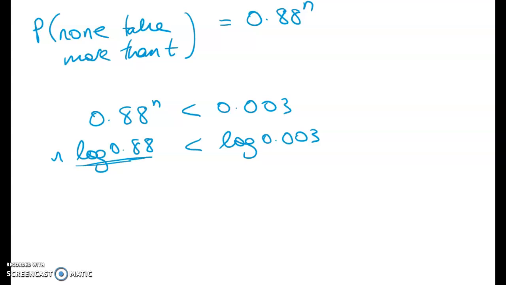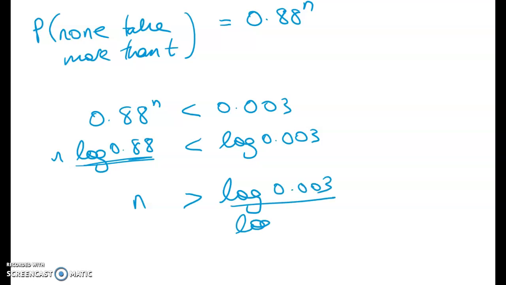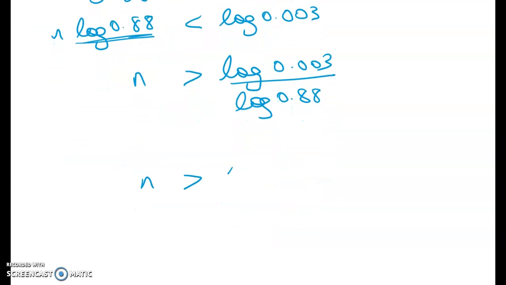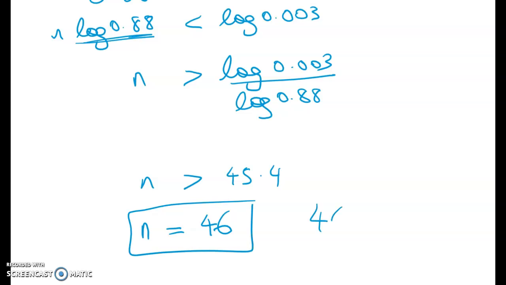And now we're going to divide both sides through by this. And that's a negative number, so we have to reverse the inequality. Now, n here works out to be 45.4. This is one where we definitely don't want to round down. So the minimum number of people we need will be 46.